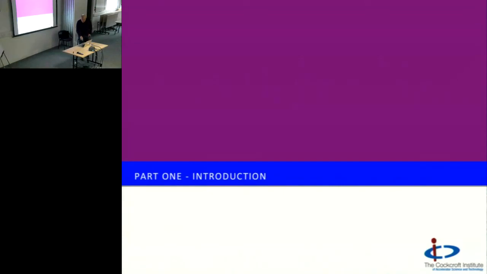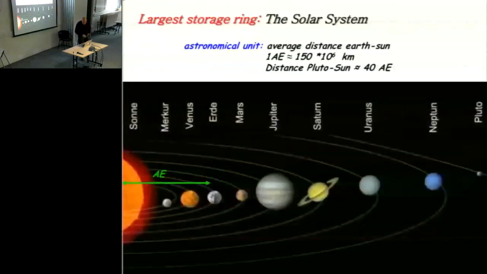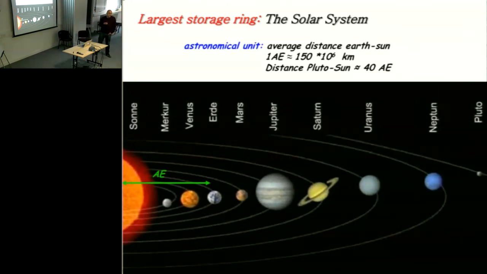So the first part is the introduction. I'll go fairly quick on this because we've lost a bit of time. What we're going to study really is storage rings, because they're the typical accelerator that you have to deal with. Diamond, or the LHC, is a storage ring. Normally these things are pretty small, so we're going to start with the largest storage ring that we can see easily, and that's the solar system. We do this for two reasons.